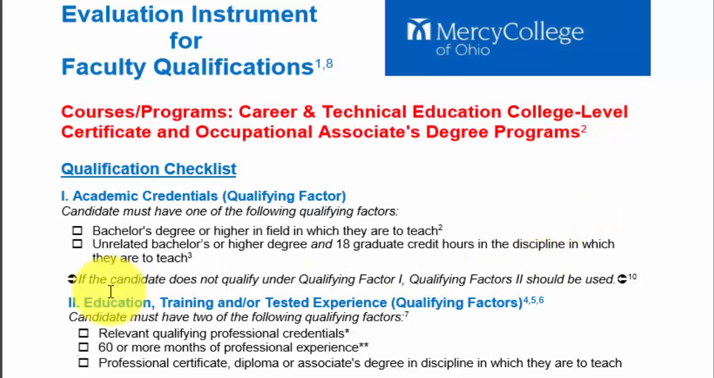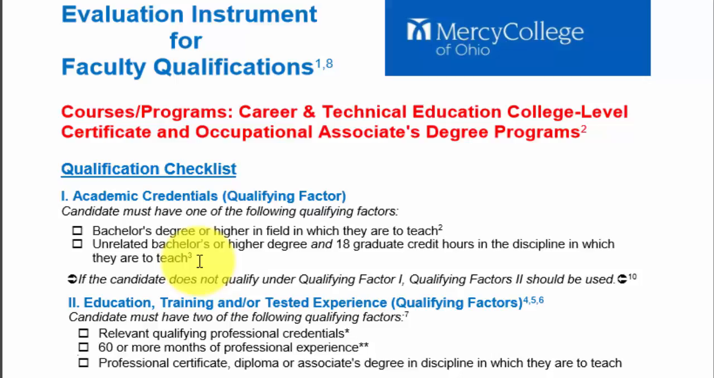The way the checklist works is you simply read through a qualification checklist. Number 1, academic credentials, qualifying factor. Candidate must have one of the following qualifying factors. No ifs, ands, or buts in this particular area. They must have one of these: either a bachelor's degree or higher in the field in which they're to teach, or an unrelated bachelor's or higher degree and 18 credit hours in the discipline that they're to teach in. If you met one of those two, you're good to go. You're qualified faculty. Move on.